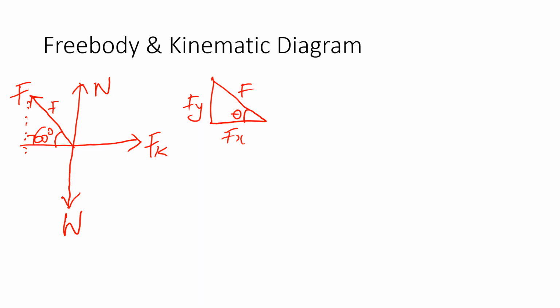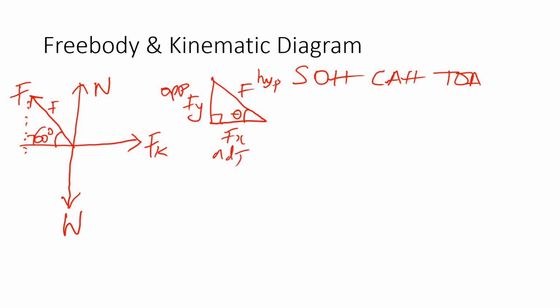To solve for Fy and Fx, you use the basic geometry principles of SOHCAHTOA. So, sine is opposite over hypotenuse, cosine is adjacent over hypotenuse, tangent is opposite over adjacent. This is your opposite, wherever the angle is facing. This is your hypotenuse, wherever the right angle is facing. And this is your adjacent, which holds both the right angle and the angle of inclination.